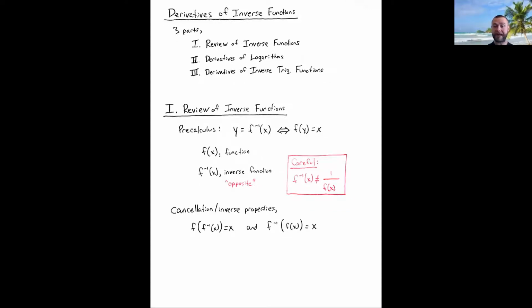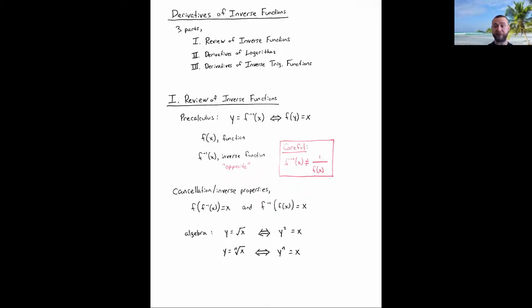All right, with a function and its inverse, they should cancel out. And we have these two inverse properties, or what are called the cancellation properties. That's when you plug one function into its inverse or vice versa. They should cancel out to give you what you started with, which is x. So keep that in mind.